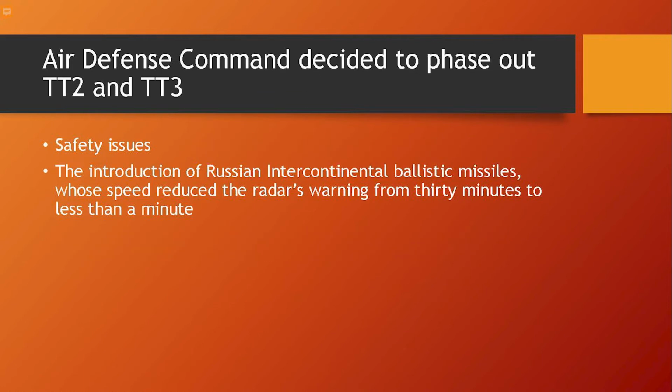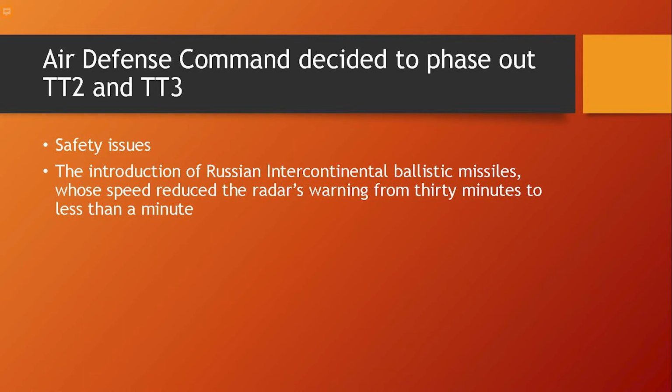The introduction of Russian intercontinental ballistic missiles made the already ineffective radar system virtually obsolete. The speed of the missiles reduced the radar warning from 30 minutes to less than 1 minute. The safety issues were also considered. The advanced early warning aircraft that flew out of Otis Air Force Base already flew constant missions to scan for the Texas Tower radar web gaps. These planes only needed to increase their flight time.